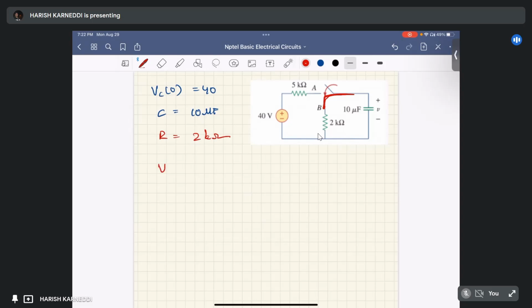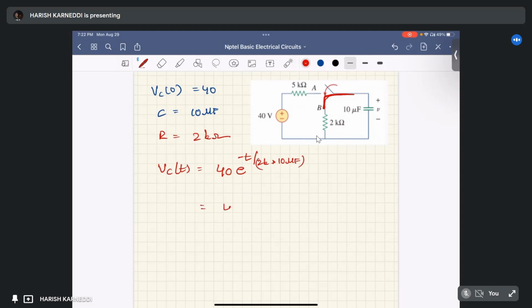So one can write the capacitor voltage Vc of t equal to Vc of 0, that equals 40 volts, into exponential of e power minus t by RC, with R equal to 2 kilo ohm and capacitance C equal to 10 microfarad.